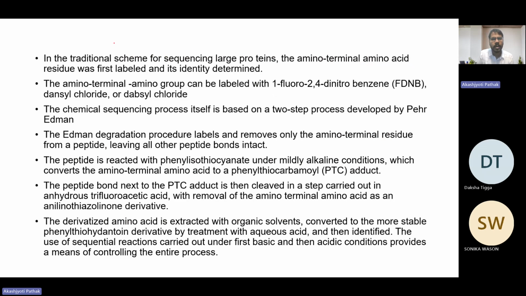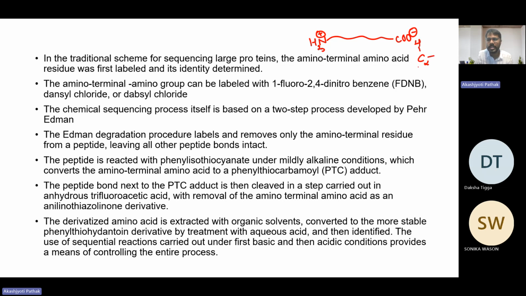In the traditional scheme for sequencing large proteins, the amino terminal amino acid residue was first labeled and its identity determined. So a protein has an N-terminal end. The N-terminal end will have a free NH2, a free amine group, and the C-terminal end will have a carboxyl group, isn't it?